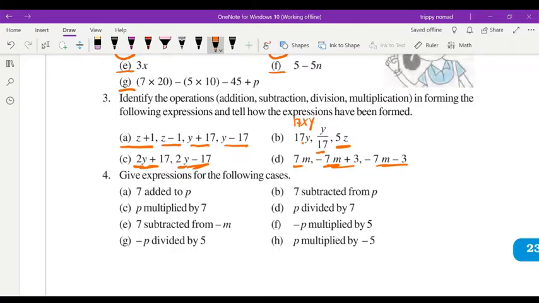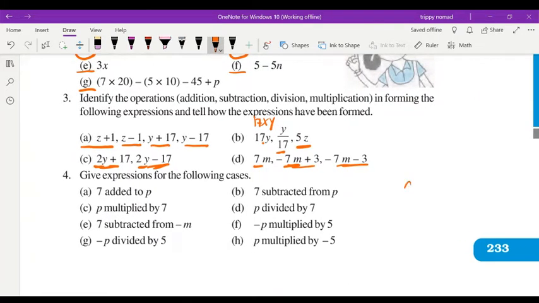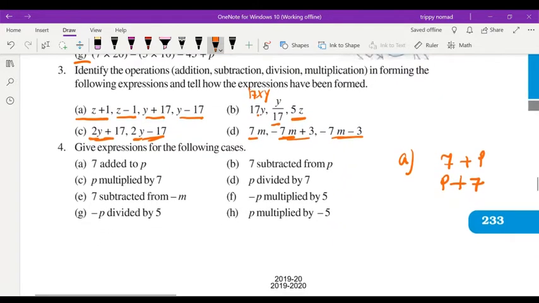Question number 4. Give the expression for the following cases. First, 7 added to p. You will put the heading in your notebook and then you will write A. 7 added to p: 7 plus p or p plus 7. Both are correct. 7 subtracted from p. But in this case, p minus 7. This is the only possibility. Then p multiplied by 7. p into 7, that is 7p.